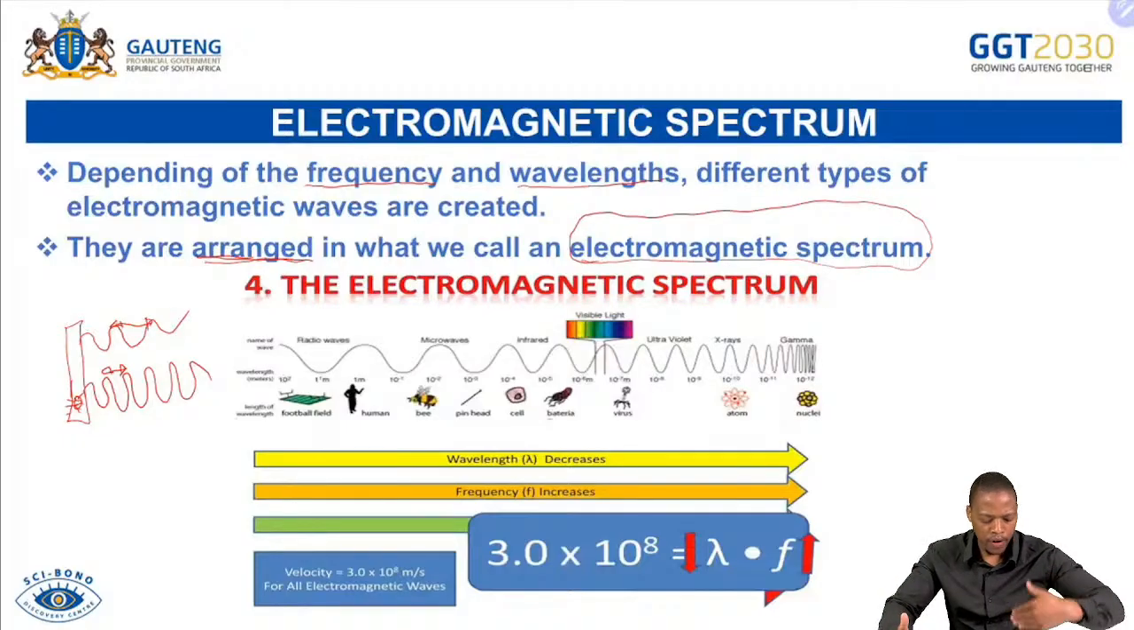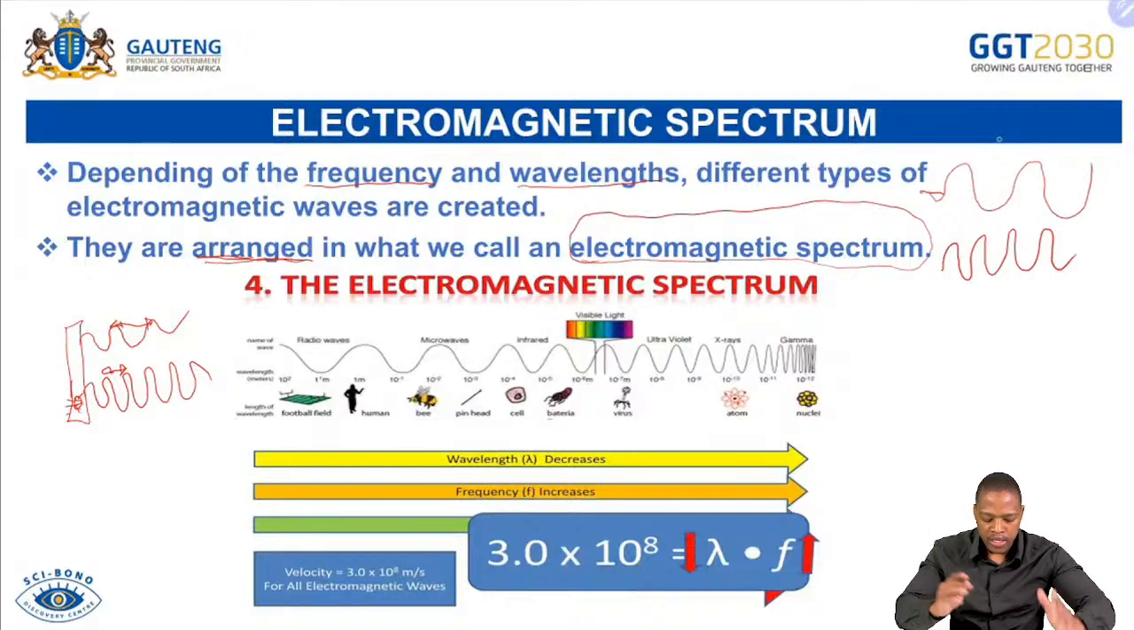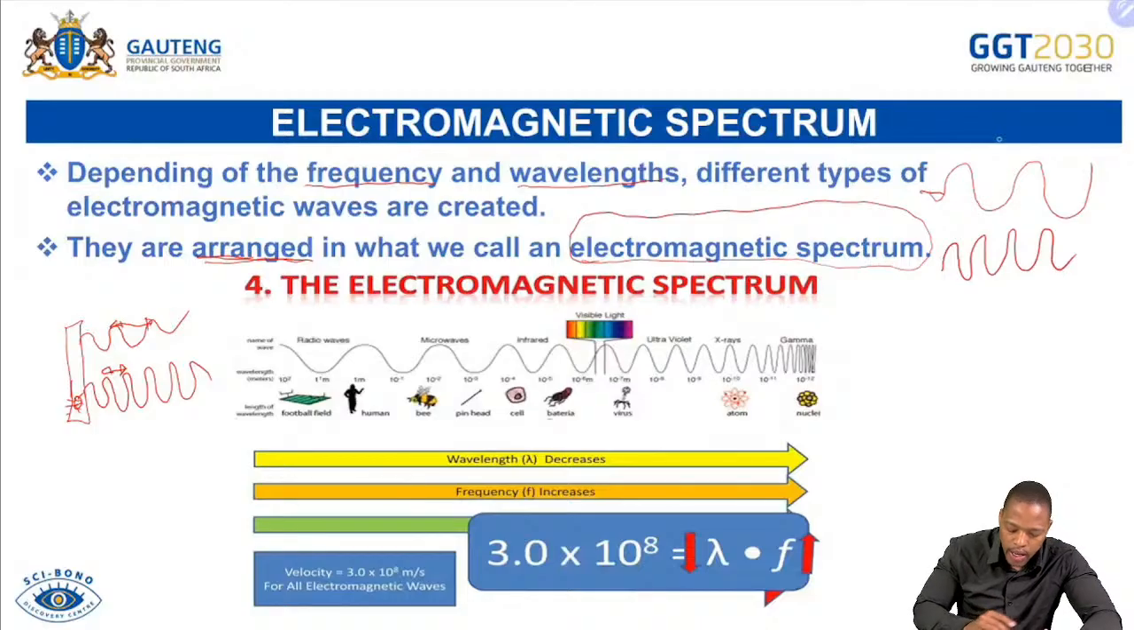If the particle vibrates faster, we expect a higher frequency. If it vibrates slower, we have a lower frequency. Then that tells us that we must have different waves, because the wave that looks like this is not the same as the wave that looks like this. These two waves are not the same, so they must be given different names.